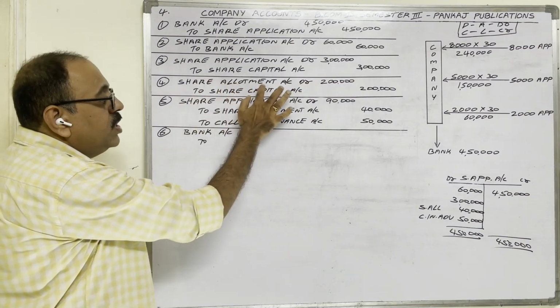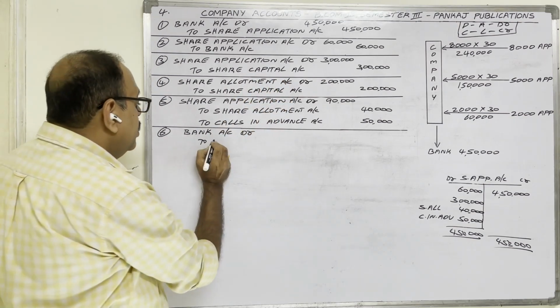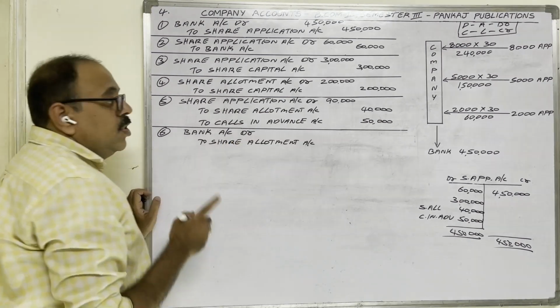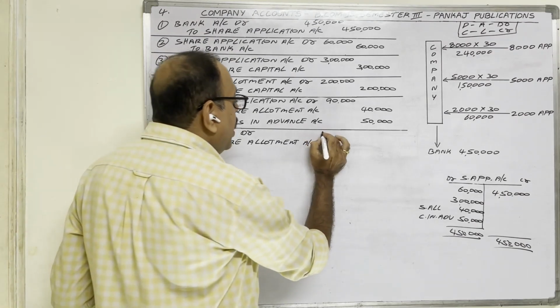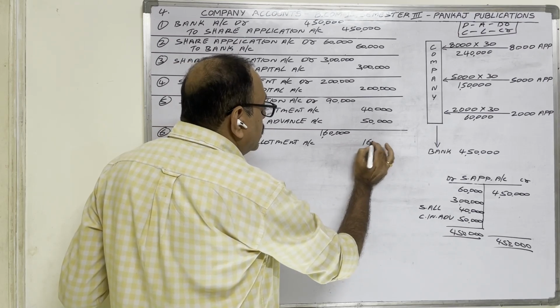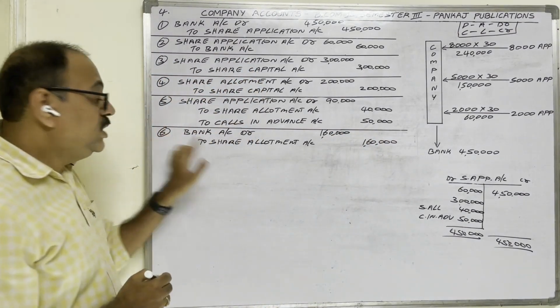By debiting, we have created a debtor account. If you want to cancel, you have to credit. Therefore, we should credit share allotment account. On 8,000 shares, at the rate of 20 rupees each, 1,60,000 is coming from first category applicants. Write that amount, 1,60,000. This is the sixth entry.